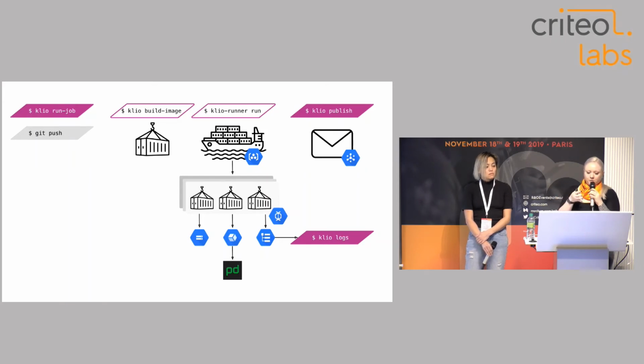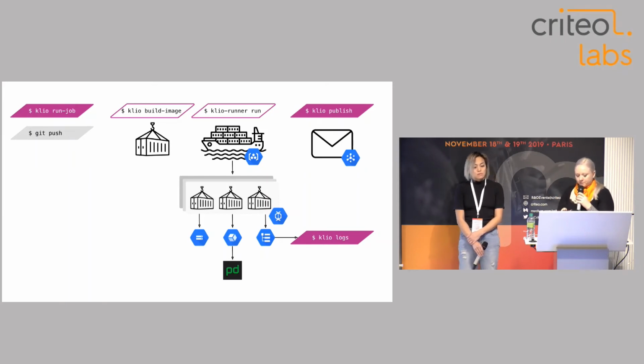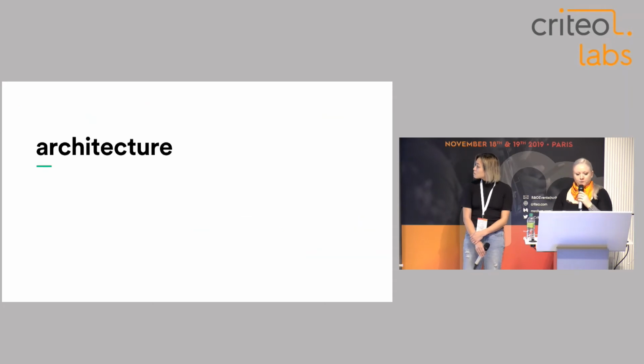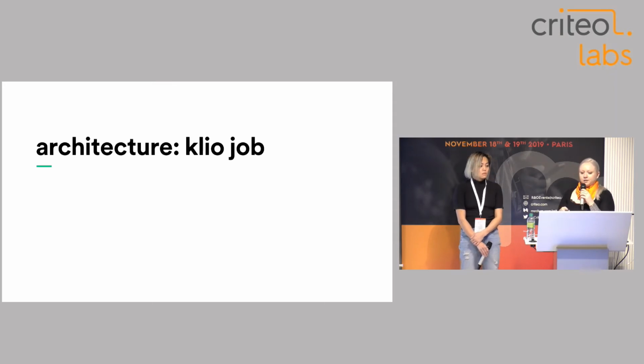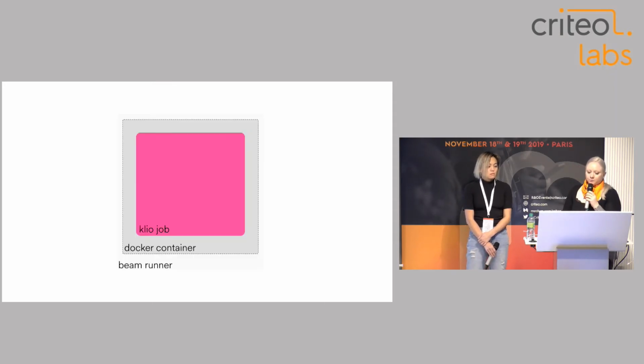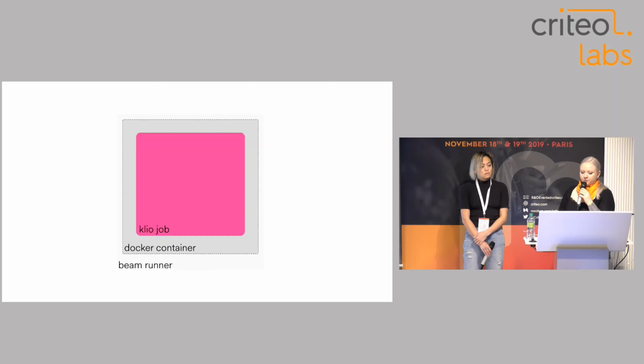And this is actually only two parts of the klio ecosystem, the CLI and that runner. There's a third part of the ecosystem called the klio library, which actually defines a bit of architecture. So if we zoom in a bit to see what a klio job actually is, it's the user's transform code plus configuration plus the klio library, which I'll get more into in a bit.